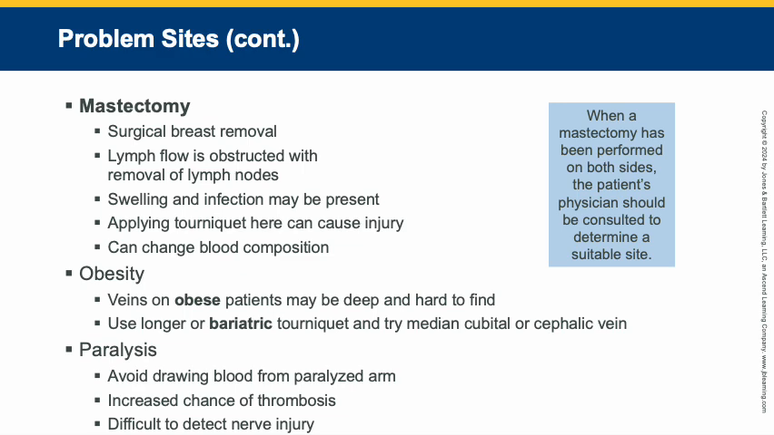When the lower part of the body and both legs are paralyzed, that is called paraplegia. If both the arms and legs are paralyzed, that is called quadriplegia.